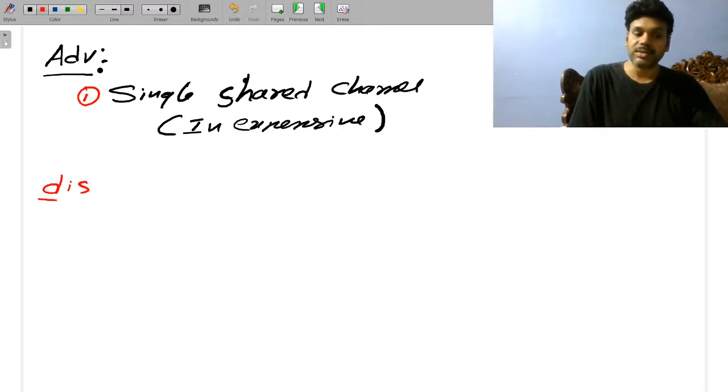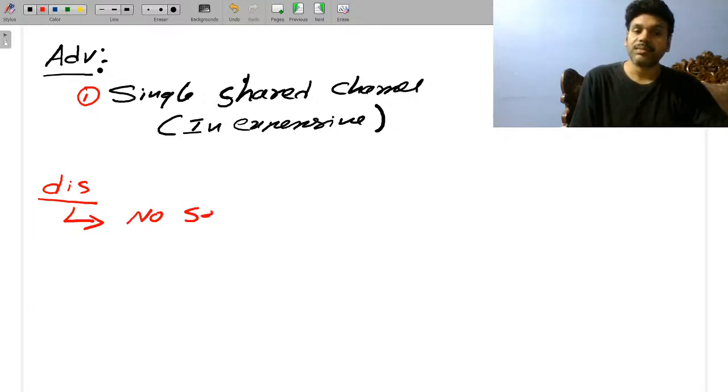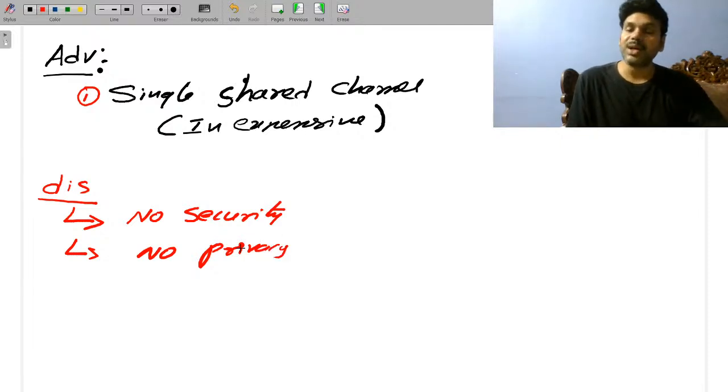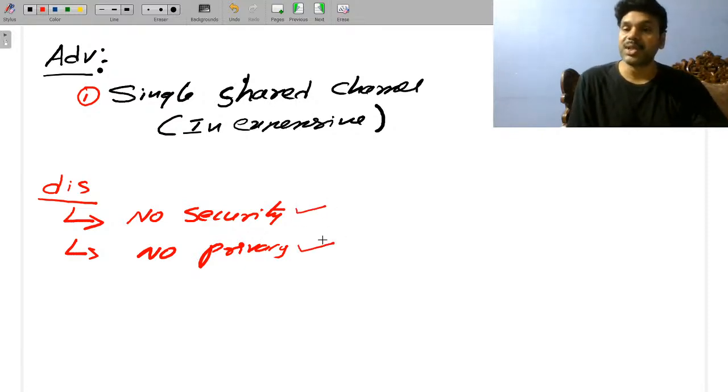And what is the disadvantage? If you look at the disadvantage here, very simply I can say: no security as well as no privacy. Because when I'm sending the data, if another person is able to see or listen or watch what is happening between two parties, then it's not sending the data in a protected mode. So as multiple members are able to see or watch your data, we can say that there is no security and no privacy. This is the point.